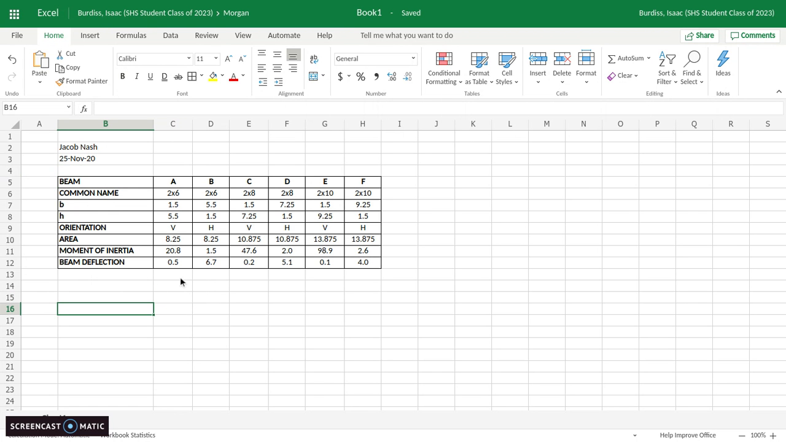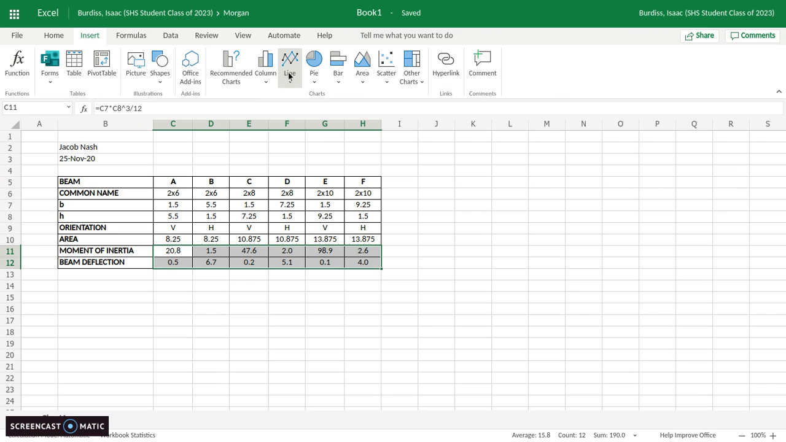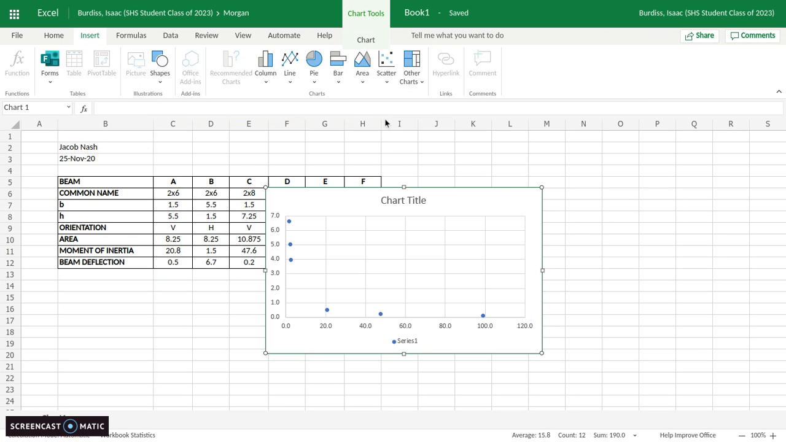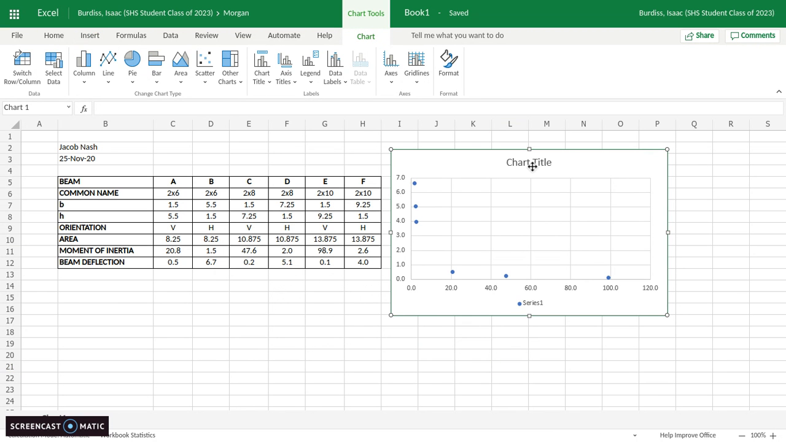So now we need to get all of our data. And the only data we need is this. Now, insert graph, scatter. Let's do scatter. No lines. There we go. We need to do title. That's required in engineering. Oh, I'm not too good with this. Sorry. Let's see. What can I do?